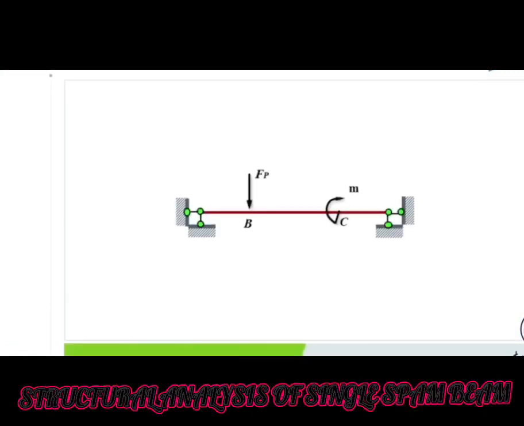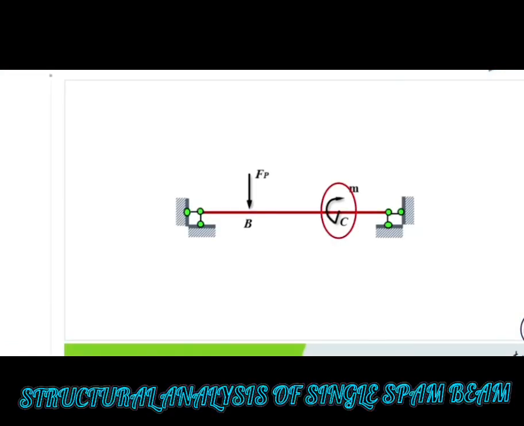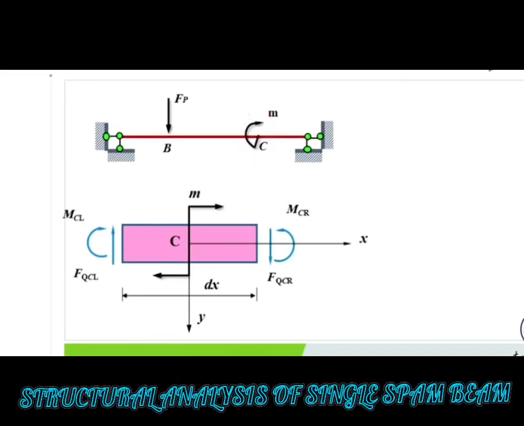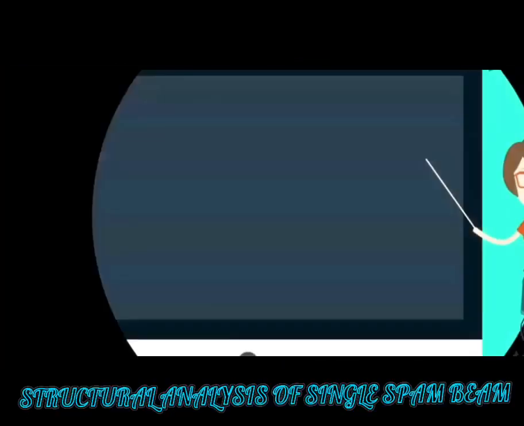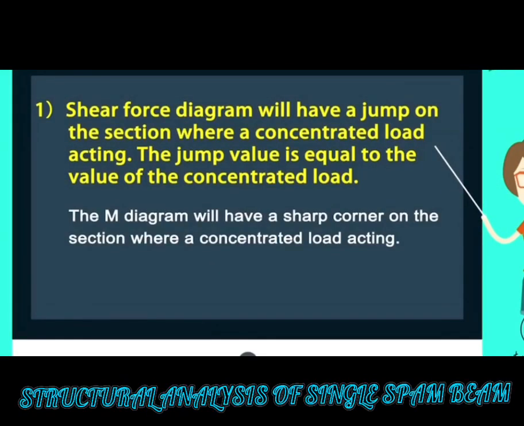If we take a differential segment dx around section C as this figure shows, the shear force on the left side of section C is equal to the shear force on the right side of section C. The bending moment on the right side of section C, M_CR, is equal to the bending moment on the left side of section C, M_CL, plus M. So, the bending moment diagram will have a jump at section C, and the value is equal to the moment acting on this section.